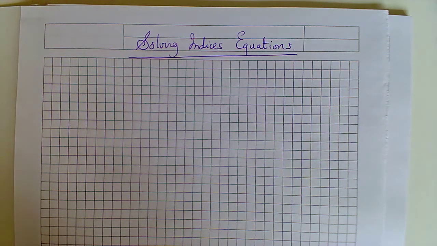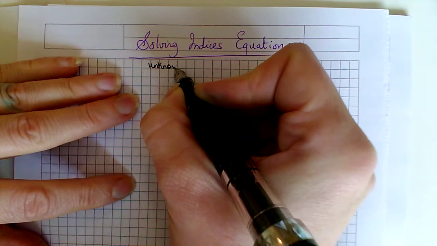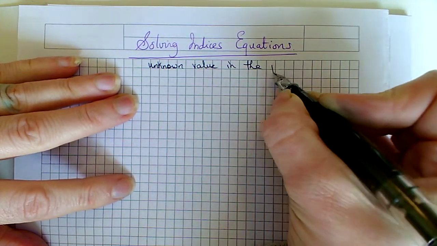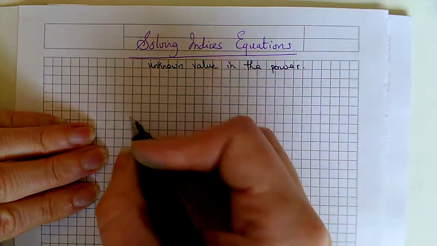Now, today we're going to start looking at solving equations with indices in them. And in particular, the unknown value is going to be in the power in these questions. So the unknown value, or the variable, in the power. We're going to start with a really powerful fact.